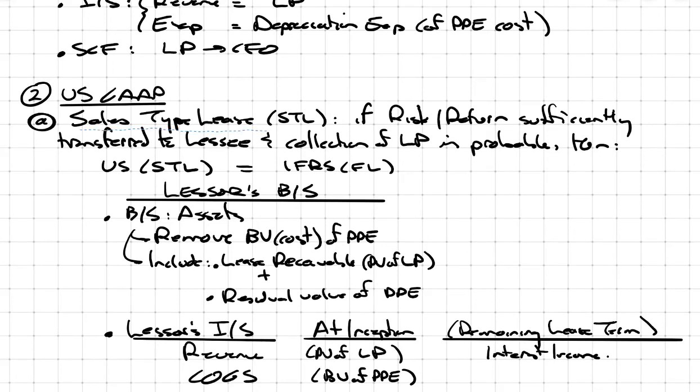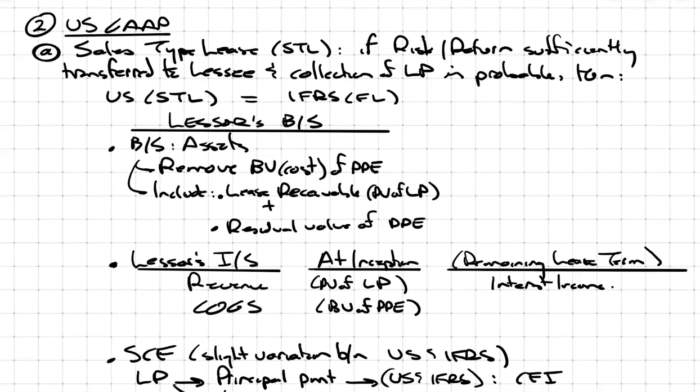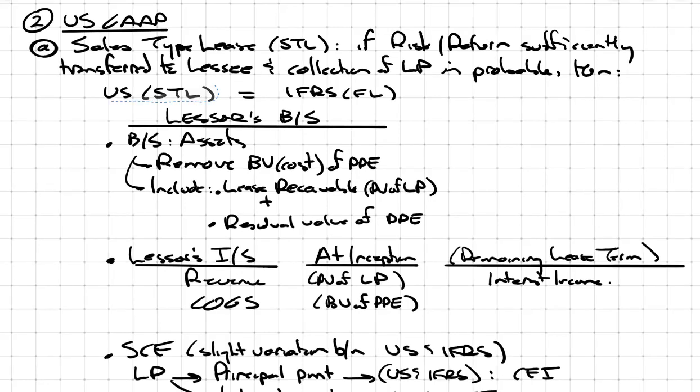The first type of accounting method is sales type lease, and this occurs if the risk and return are sufficiently transferred to the lessee and the collection of lease payments is probable. Then the US treatment under sales type lease is very, very similar to the finance lease method under IFRS.